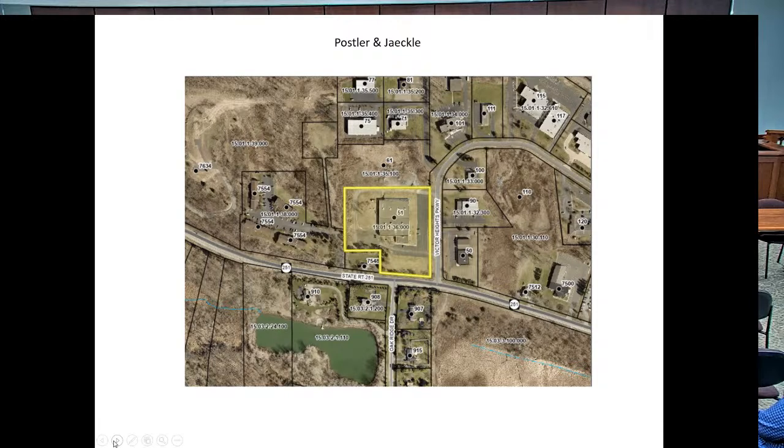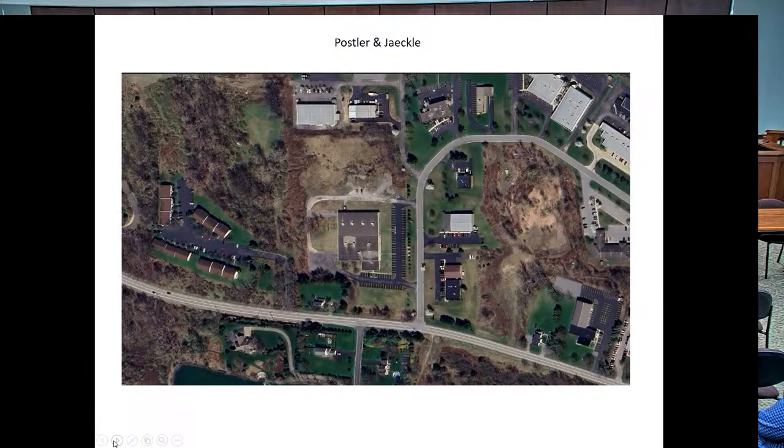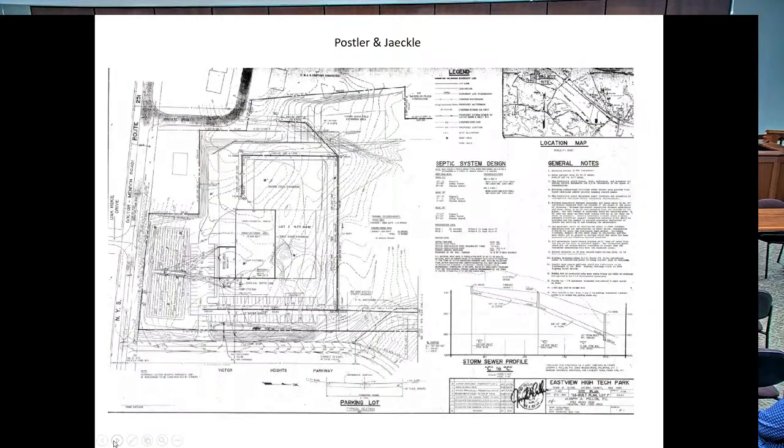Great. Yeah, thank you. My name is Matt Tomlinson with Marathon Engineering, and I'm joined by John and Eric representing the purchaser of the property. Right now, they have a purchase contract and an agreement in place to buy the property, and part of that is completing a due diligence period for the development of the parcel.